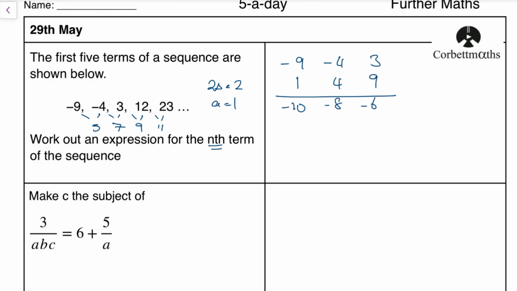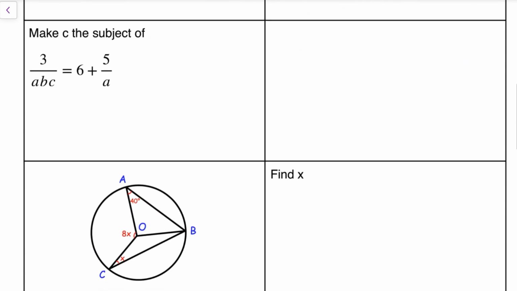And let's work out the nth term of this sequence. So it goes up by 2, so it's 2n. But I need the first term to be minus 10, so take away 12, which means my nth term is going to be n squared plus 2n minus 12. Question done. Next question.